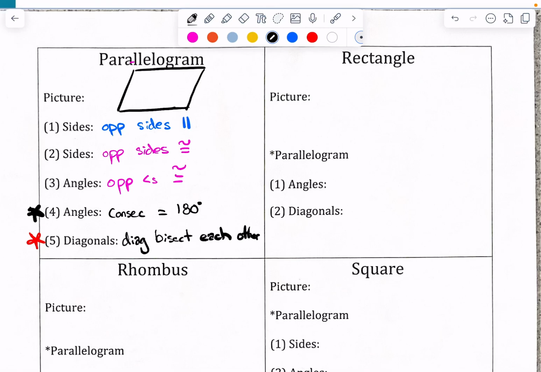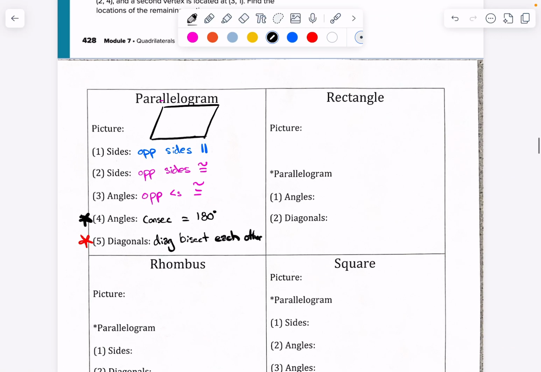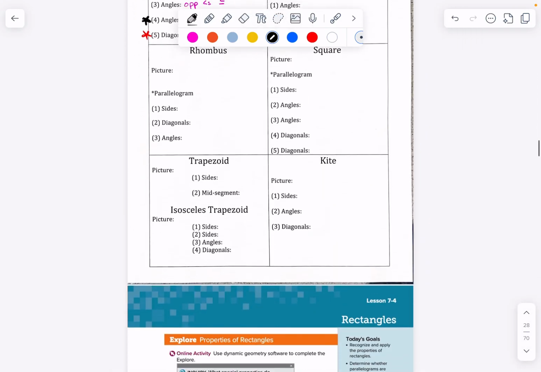Okay, geometry. Oh man, it's been a week. I feel like I haven't seen a lot of you guys all week.